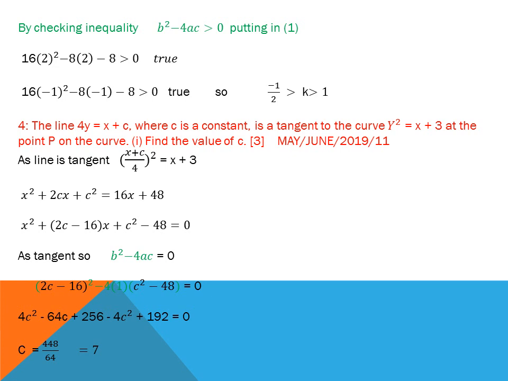2 times 4, 16, 4 times 16 is 64, minus 16 minus 8. It means answer should be positive and it's true. Positive is greater than 0. So it means k is greater than 1 here.